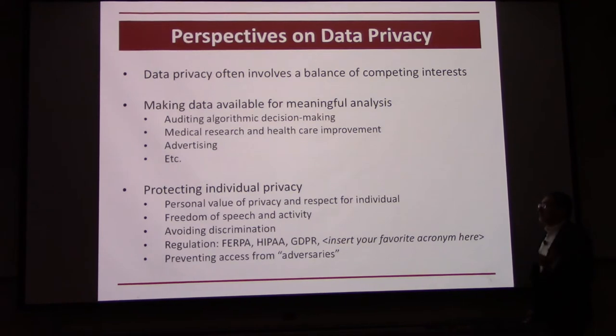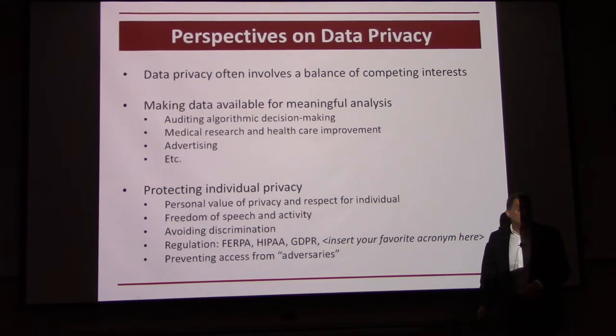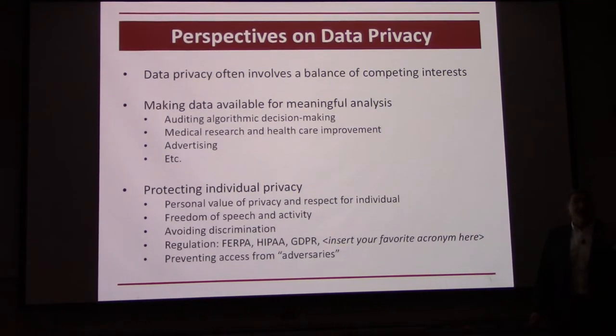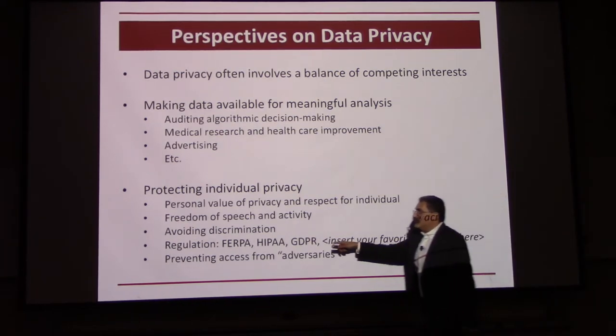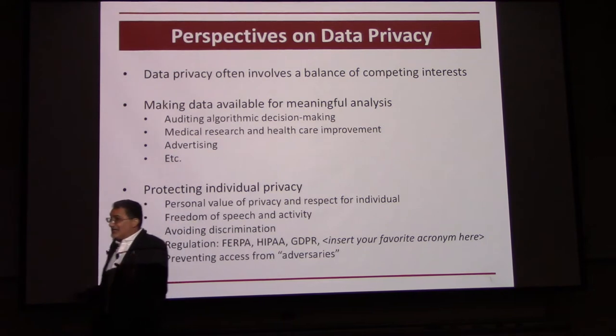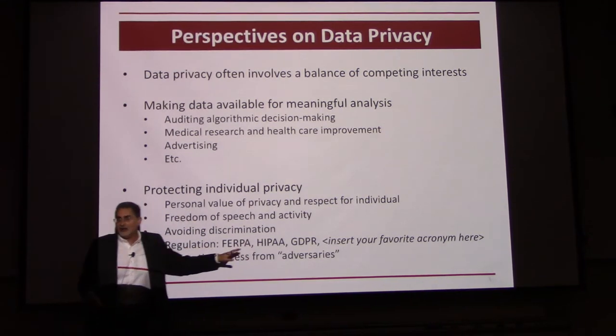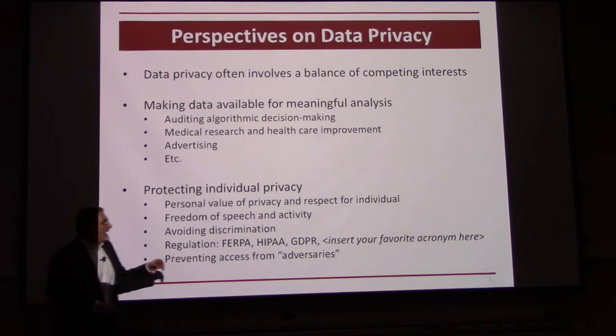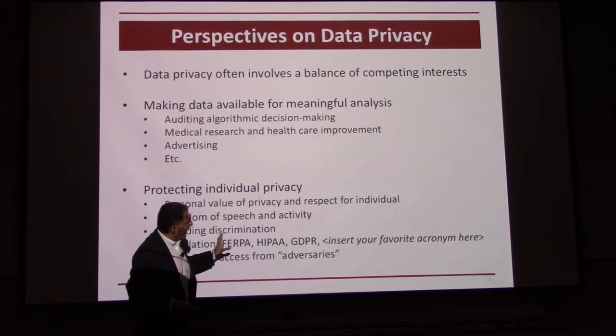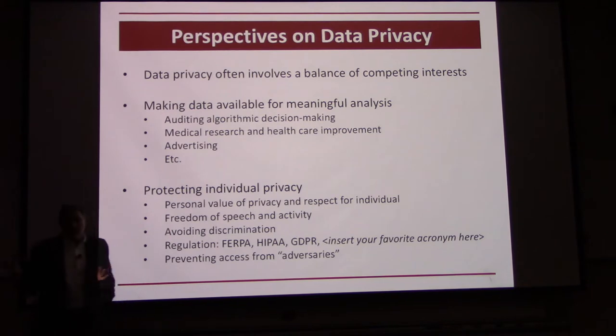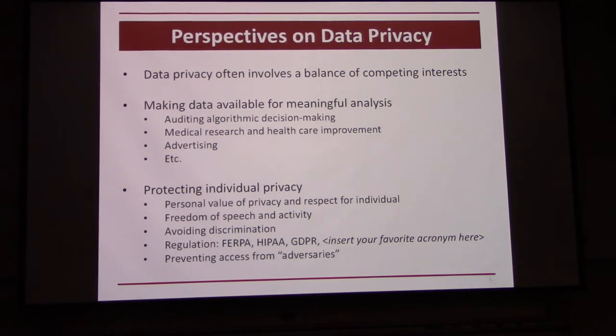Right. And if you think about the personal values of privacy and respect for the individual, the notion that we have freedom of speech, that we want to be able to keep things private, avoiding discrimination, that's why we get all these regulations. So pick your favorite, because three letters is really too short when it comes to privacy. You need a four or five letter acronym, and there are all kinds of them for health information, your academic information, GDPR in Europe, which actually has a very different view of privacy from the United States, and then preventing access from adversaries.